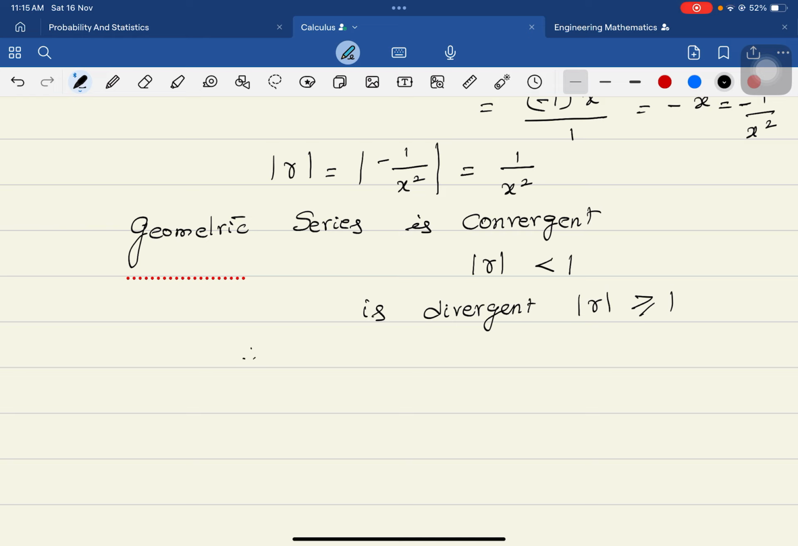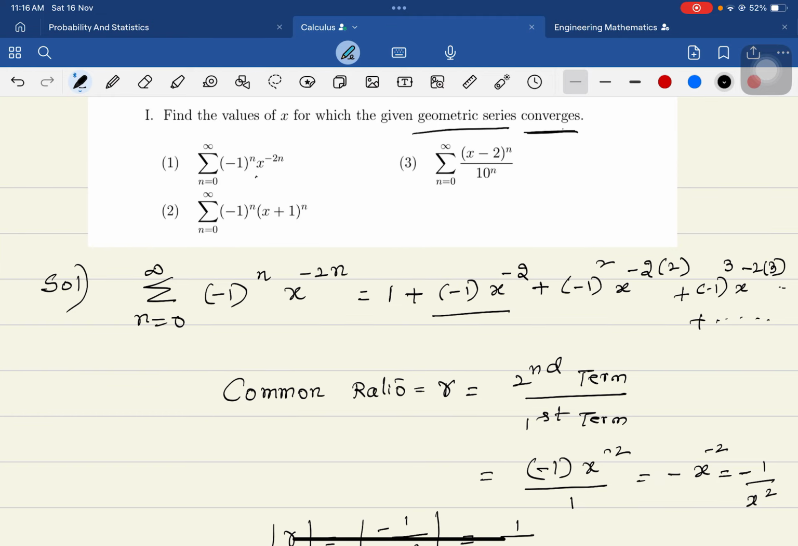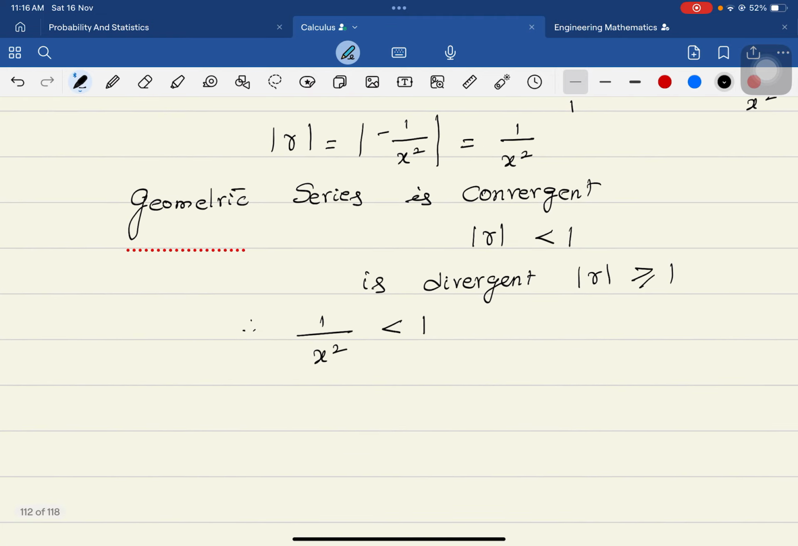So now our mod r here is 1 over x². When 1 over x² is less than 1, the series is convergent. So for what values of x is our series convergent? That implies that when 1 by x² is less than 1, we can write x² is greater than 1, just by cross multiplication. Now, when x² is greater than 1, what do we mean by that?